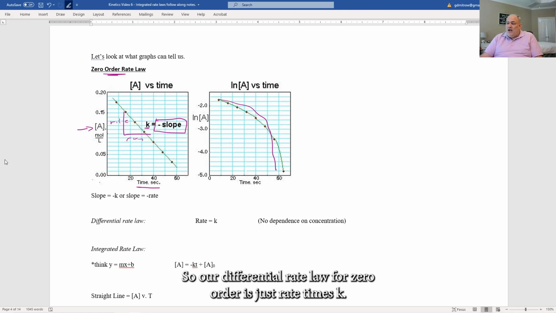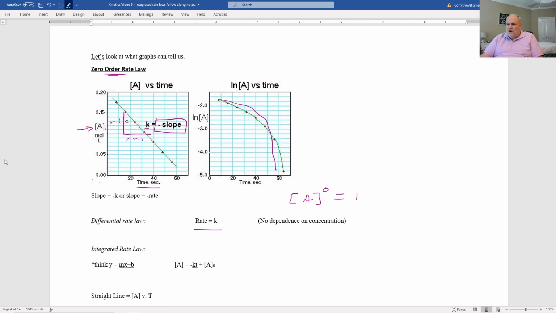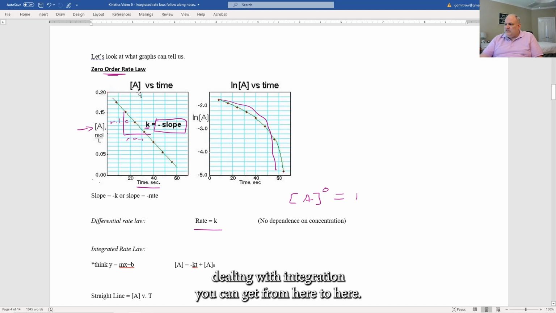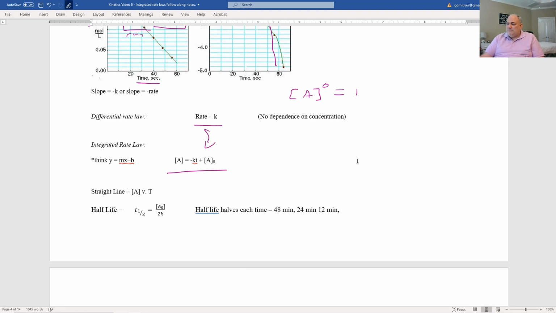So our differential rate law for zero order is just rate equals k, and that's because if we take a concentration and raise it to the 0, that's 1. Now, again, if you are really comfortable dealing with integration, you can get from here to here, but if you haven't, this is what you need to memorize.